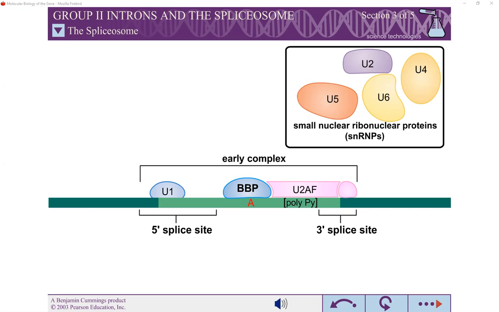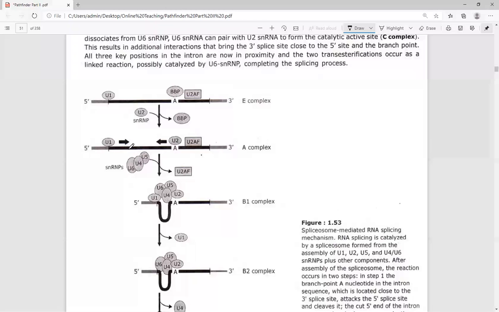Have a look at the Pathfinder. What you are finding here is U1, BBP, and U2AF. Now see this: U1 is going to bind to the 5' splice site. The branch point adenine is recognized by the BBP. The branch point binding protein recognizes the branch point, and ultimately U2AF is going to bind.